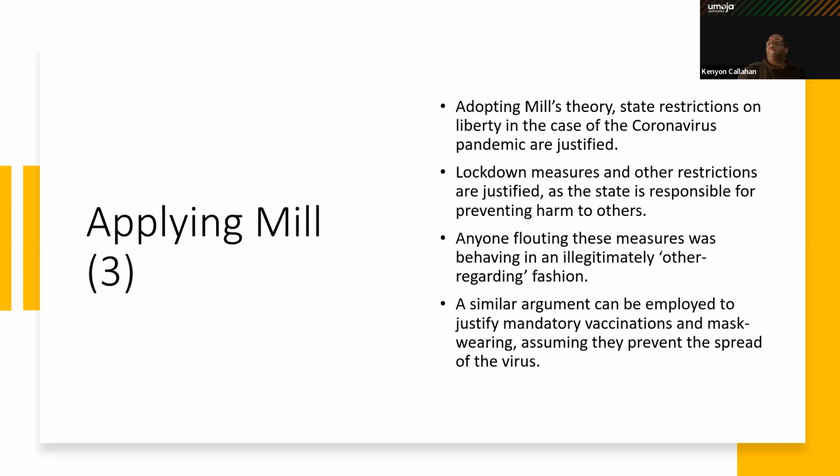And how we apply Mill is through state restrictions on liberty. The coronavirus pandemic is a great example of this. When we had lockdown measures and other restrictions, the state argued those were justified, okay? Because we were preventing harm to others. Regardless of what your personal belief is, the state said we had to do lockdowns because we had to protect everybody from harm, not just your individual right.